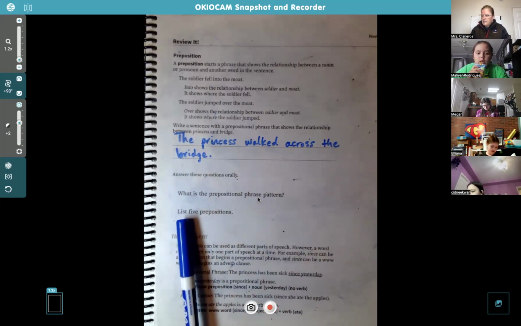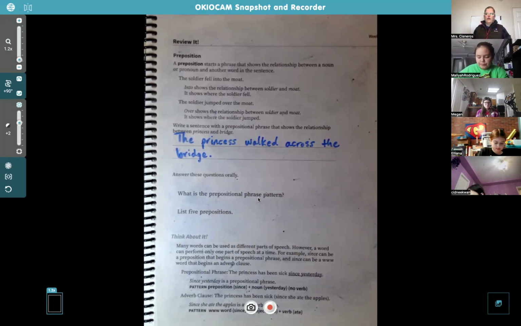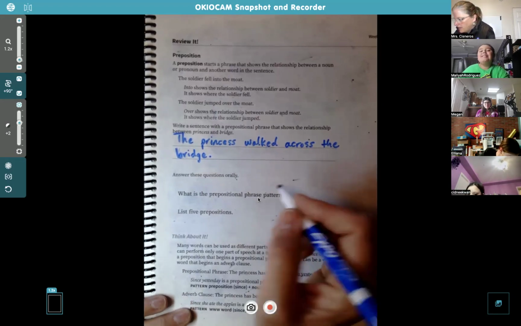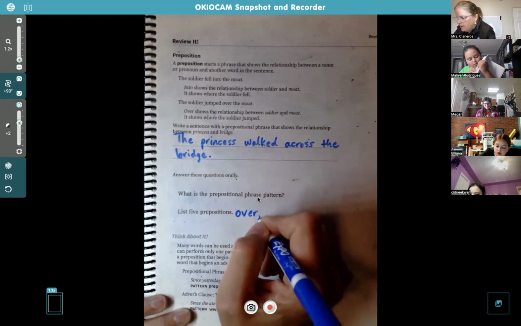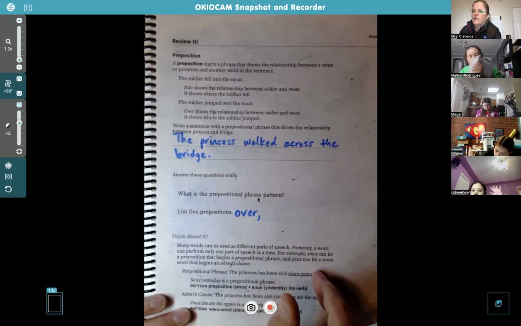And here it says, list 5 prepositions. So we're going to write down 5 of them. Can you guys remember from that list? You can look back if you have to. What is a preposition? We're going to list 5 of them, so you each can tell me one, because there's 5 people in this class. Well, 5 counting me. I'm going to pick over. What's another preposition? Raise your hand when you have one, and you can look back on that page if you want.